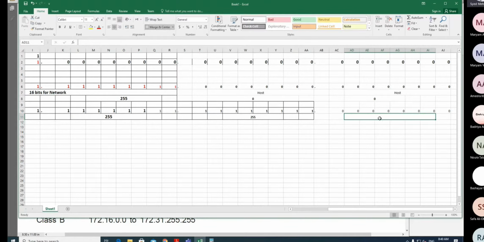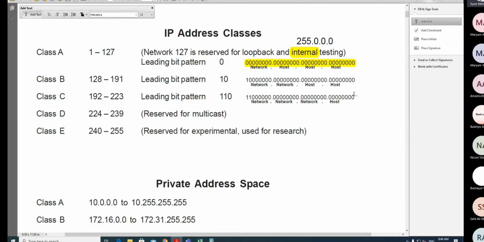Okay, so what is the default subnet mask for class B? Please tell me what is the default subnet mask for class B. Any one of you? Yes, tell me please. 255.255.0.0. Okay, so why is it like that?